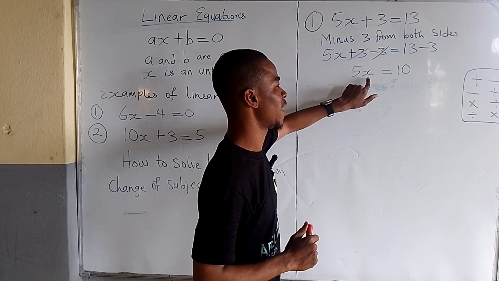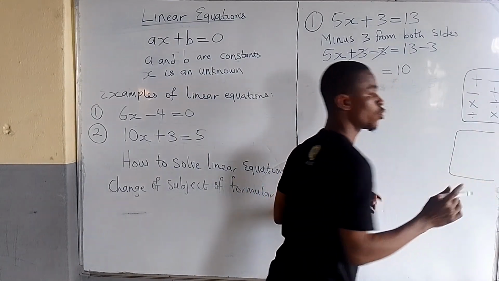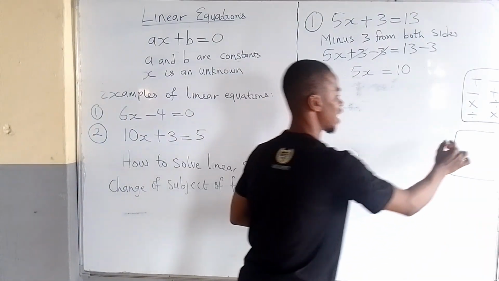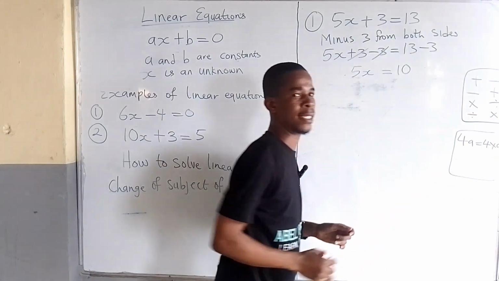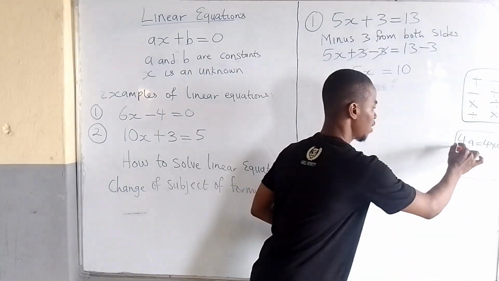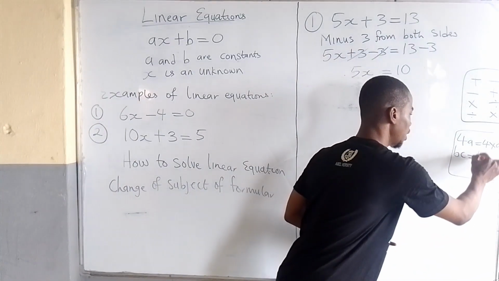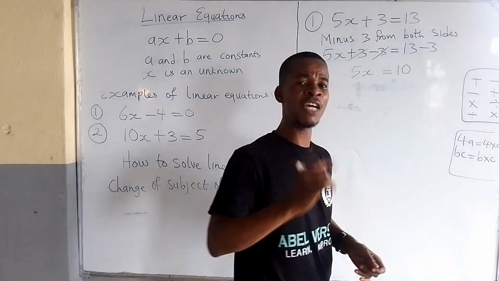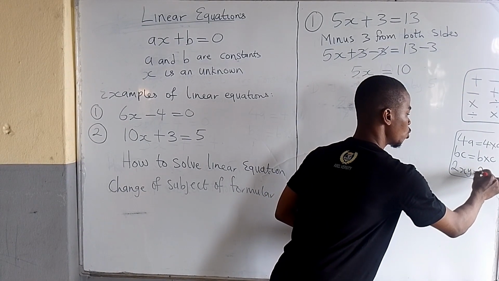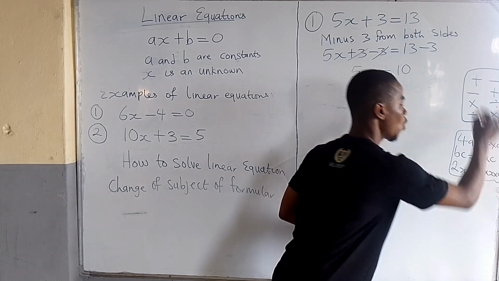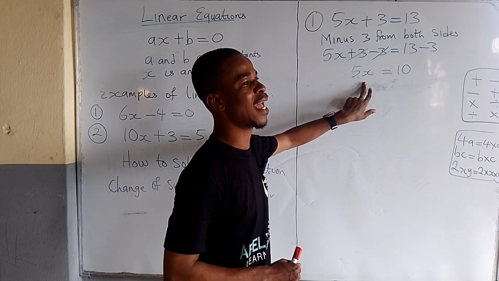Now please take note again. What is connecting 5 and x? Whenever you have two numbers joined together without a sign, let's say we have, for example, 4a, this is the same thing as 4 times a. If you have bc, it implies that it is b times c. If you have 2xy, this is 2 times x times y. So that means what is in between 5 and x is times.